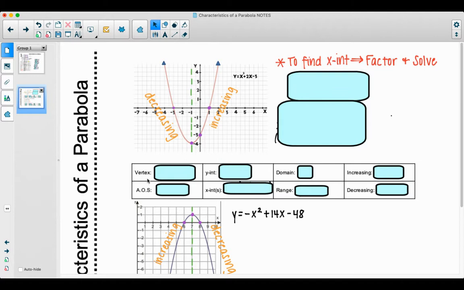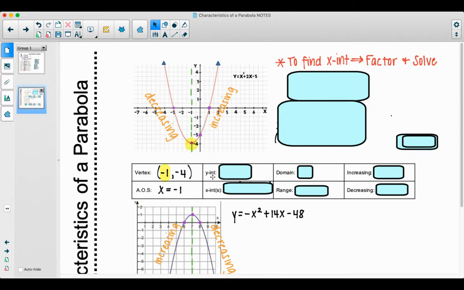So the first thing we have is the vertex. The vertex is that high or low point. So right here, we have our vertex. That vertex is at the point -1, -4. Now this green dotted line that I drew in, that's our axis of symmetry. It's always going to be the line x equals, and then you just take the x coordinate of your vertex. So it's going to be the line, always a line, x equals -1.